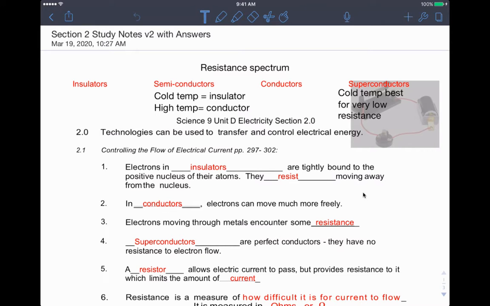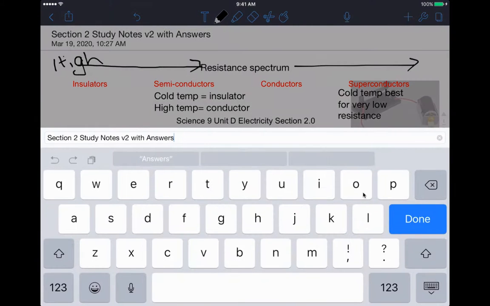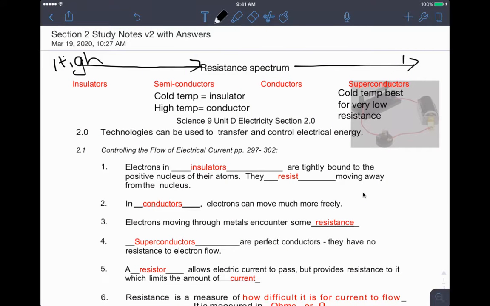I wanted to talk a little bit about the notes I sent out on resistance, at least the first part. If you're looking at this sheet, I've added a couple of things. At the very top, there's what I call a resistance spectrum. As you go from left to right, you are becoming less and less resistant. Insulators have high resistance, and as you go all the way up to superconductors, you have low to no resistance. There's just the spectrum in between.